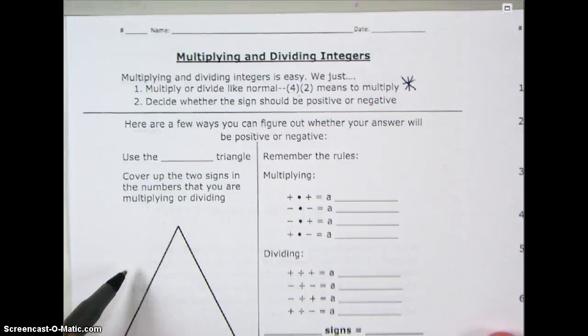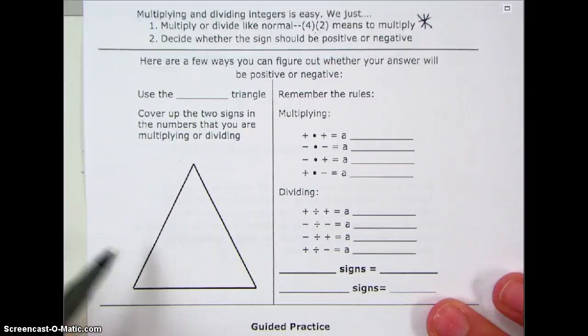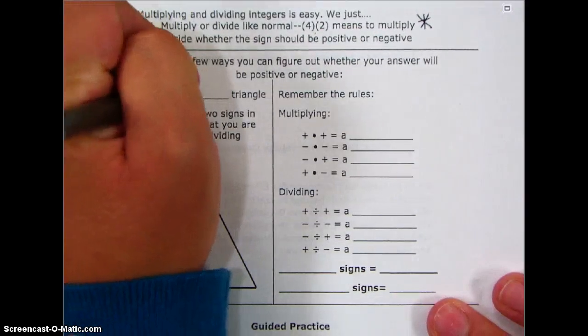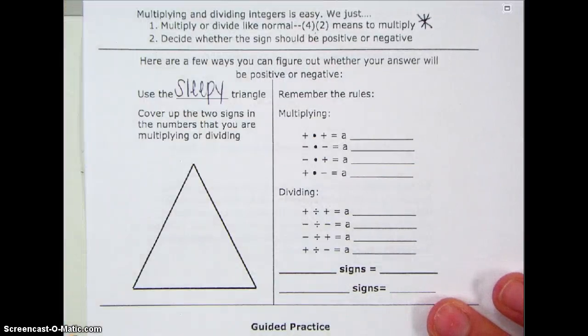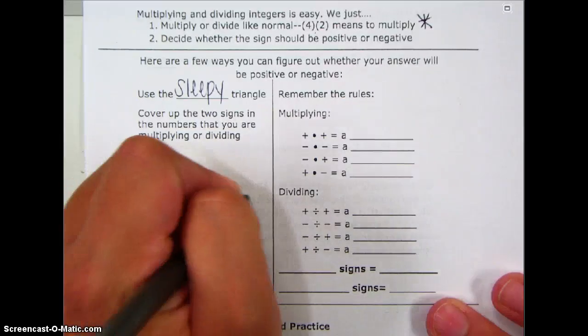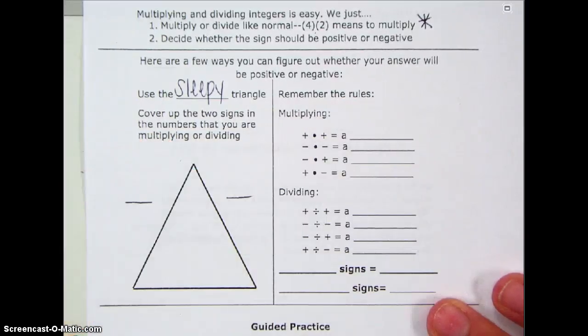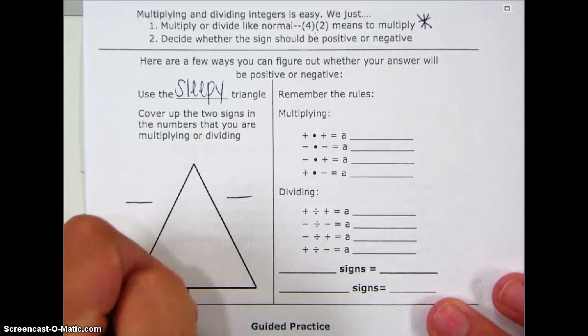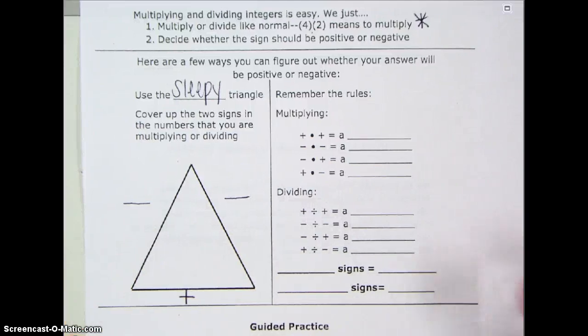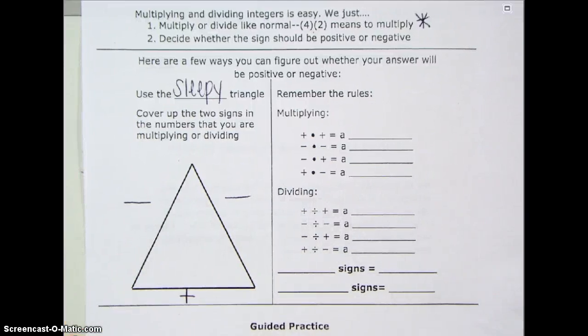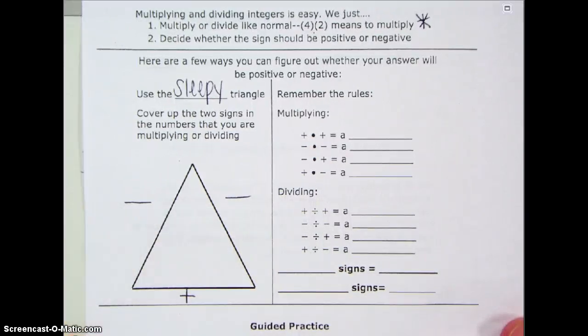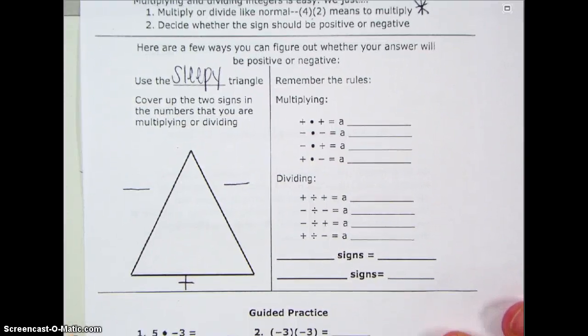One way, and I'm going to focus on the left side of your paper here, is to use the sleepy triangle. That's a little nickname we have for this triangle right here. The sleepy triangle has two eyes closed, or two negative signs, and then it has a mouth with a finger covering it telling everybody, shh, I'm sleeping. So we have two negatives and a positive that make up our sleepy triangle. You need to always draw it that way if you're going to use the sleepy triangle.